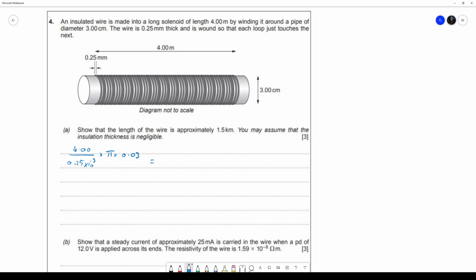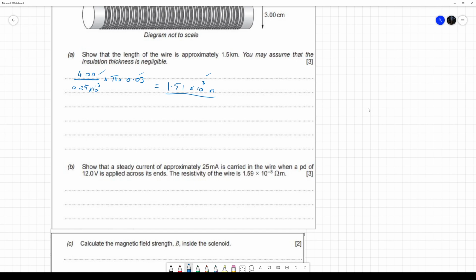My phone calculator, my trusty phone calculator, leads me astray frequently, but I stick with it. I've got 1.50796 times 10 to the 3, so 1.51 times 10 to the 3 meters. And that should get me all the marks. 3 marks for this, which is kind of interesting. So I'm assuming 1 for that answer, 1 for correctly calculating the number of turns, and 1 for correctly calculating the circumference. Seems a bit generous, but I'm going to go with it.